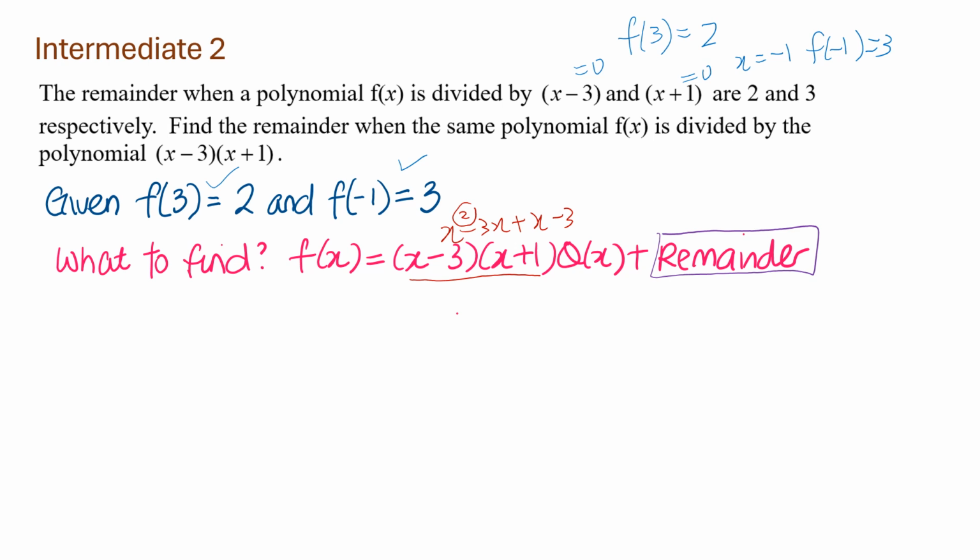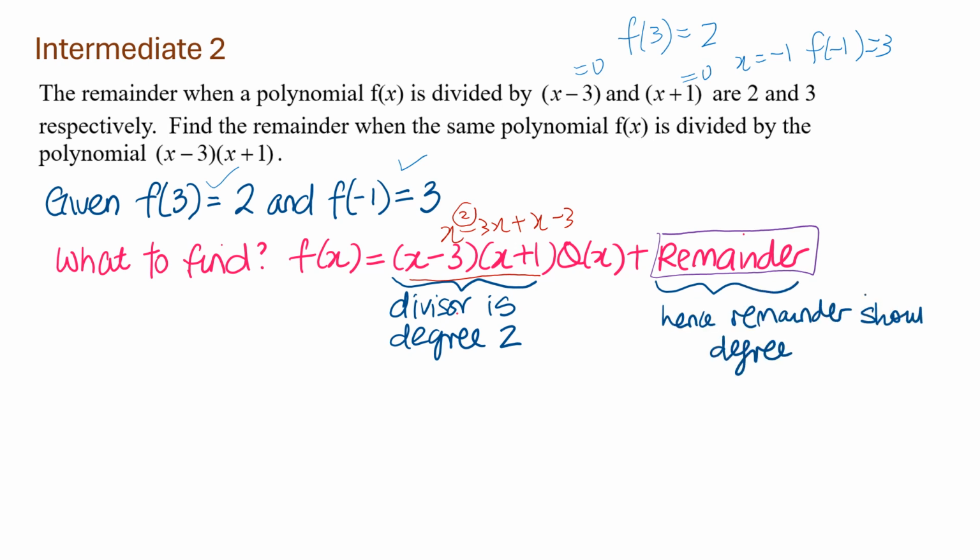So if your divisor is of degree 2, then what do you think will be the degree of your remainder? Yes, the degree of the remainder will be 1. And how do you think a remainder with degree 1 looks like?